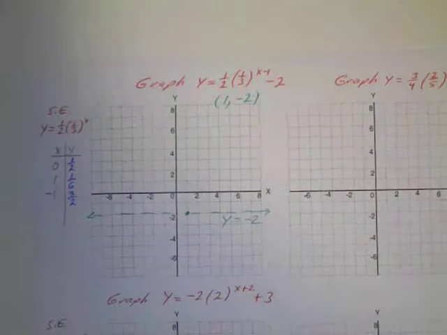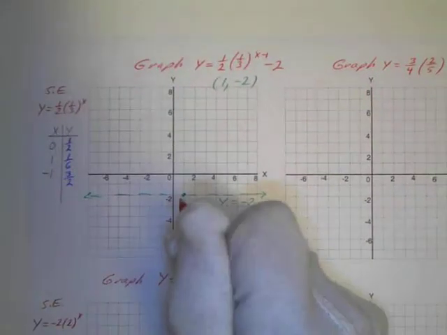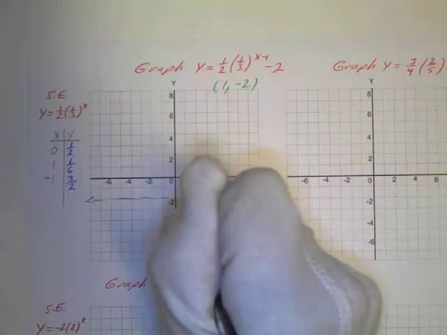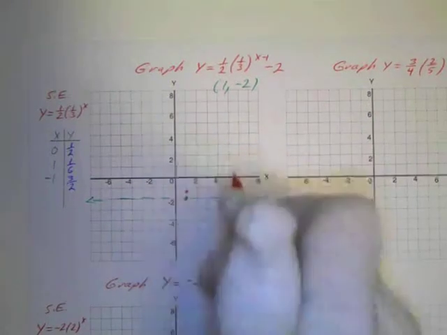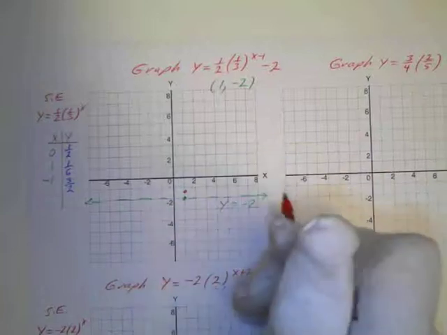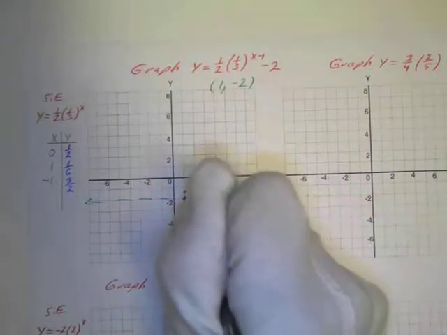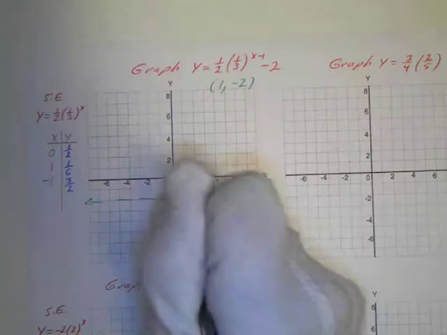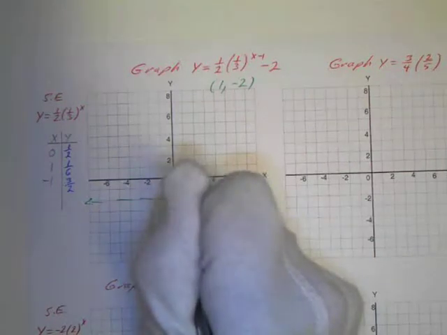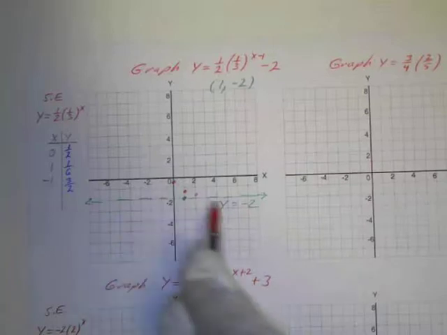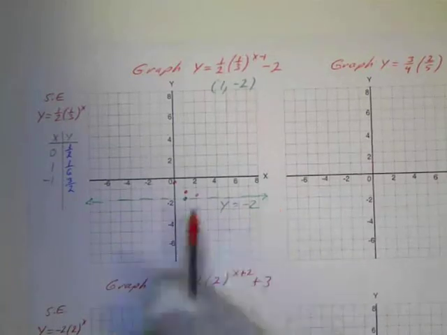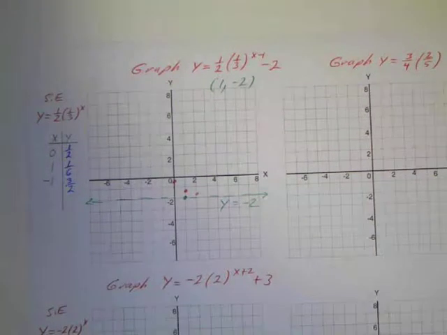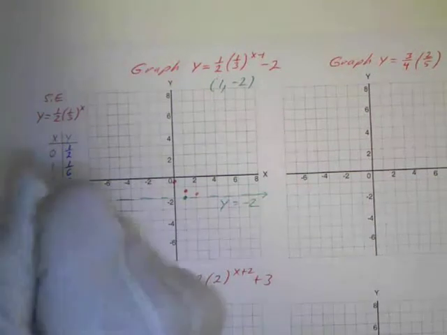So I can put my points in relative to my new 0. So when x is 0, I go up 1/2. And when x is 1, I go up 1/6. And when x is negative 1, I go up 3/2, which is up 1 and 1/2. All right? I'm getting closer and closer to my horizontal asymptote this way. I don't know what's going to happen this way, so I could try negative 2 and see what happens. So let's put a negative 2 and see what happens.